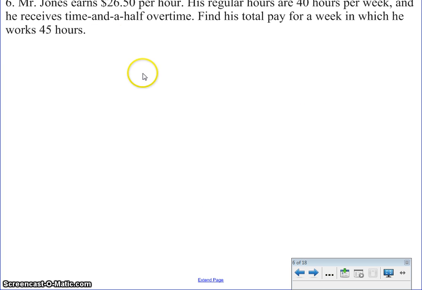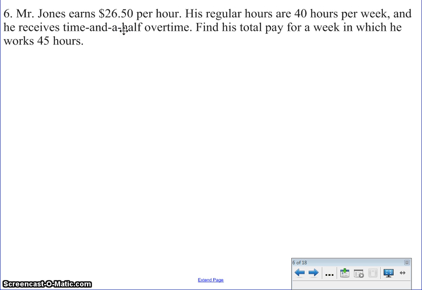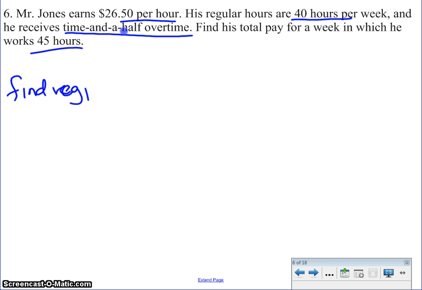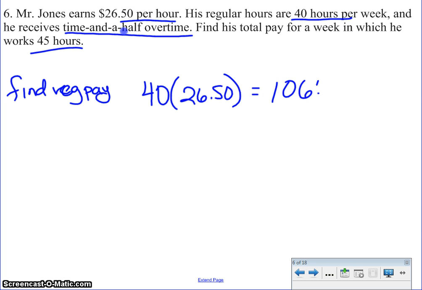All right, number 6, it says Mr. Jones earns $26.50 per hour, and he works a 40-hour work week. If he receives time and a half overtime, find his total pay for the week in which he works 45 hours. So the first thing we're going to do is find his regular pay. And his regular pay is based on a 40-hour work week, and he earns $26.50 per hour. So when we do that, we end up with $1,060 for his regular pay.